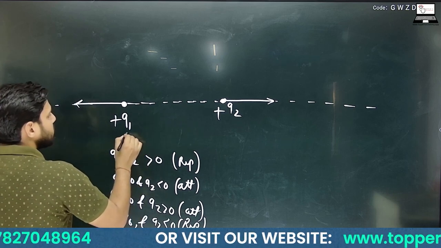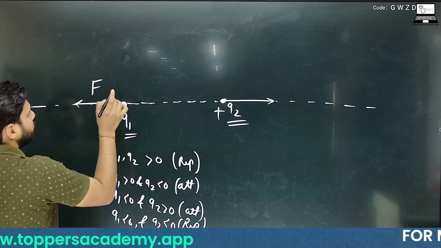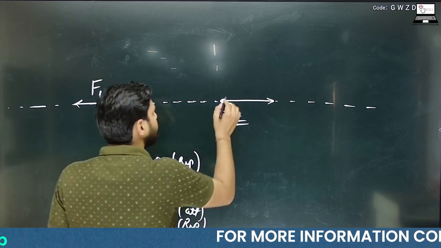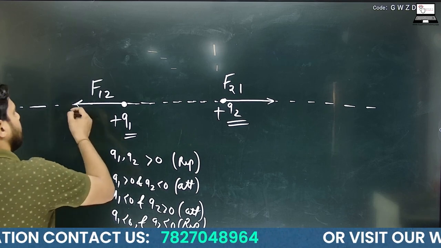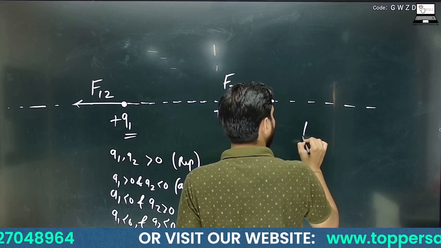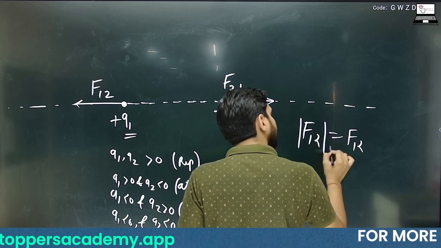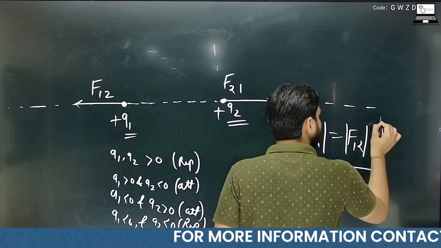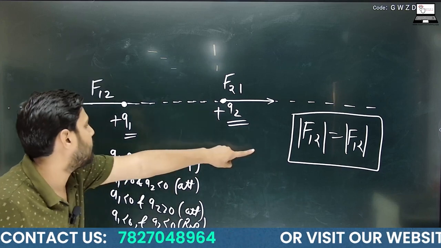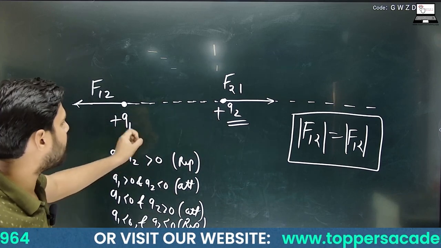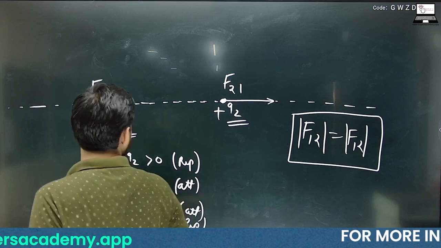Second thing is, let us suppose this is Q1, this is Q2. This force will be called force on 1 due to 2. This force will be called force on 2 due to 1. Clear? Due to that formula, both the forces will be equal in magnitude. First thing, the forces will be along the line. Second thing, the forces will be equal in magnitude.